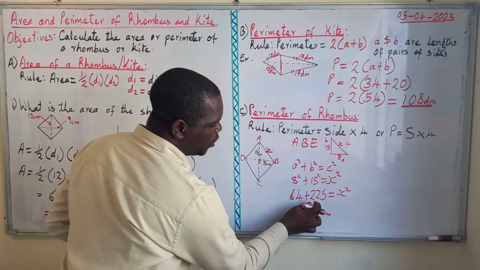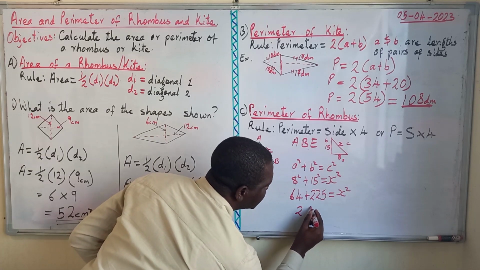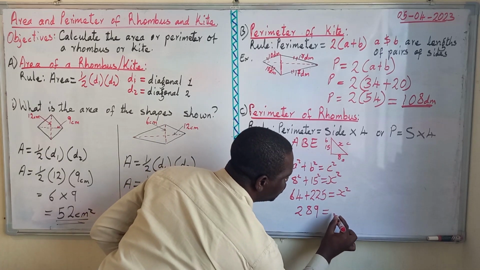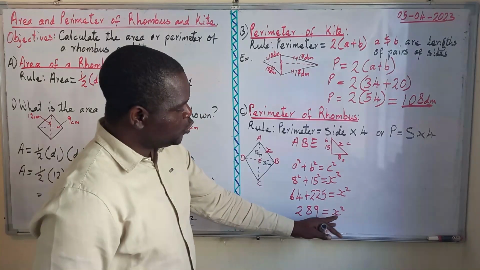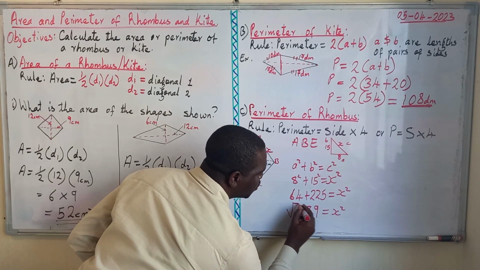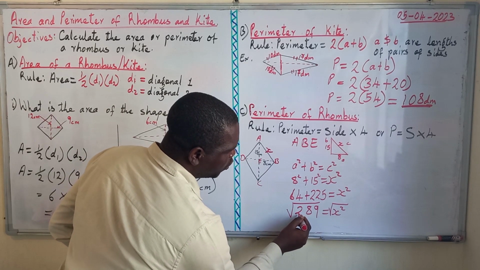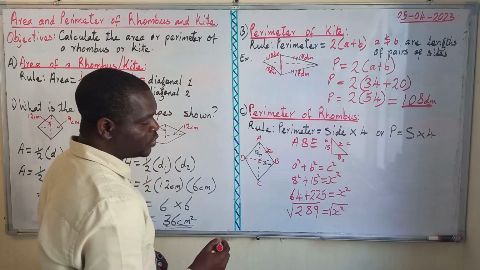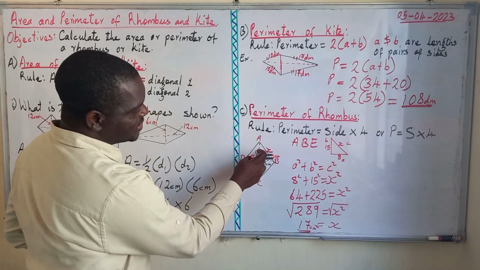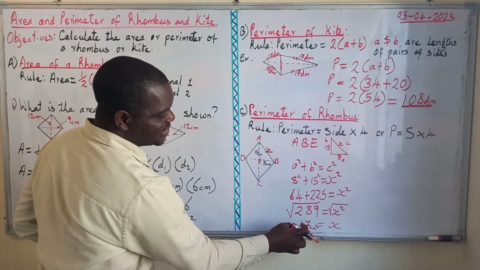64 plus 225 will give us 289 equal to X square. To do away with the square or to find X, we simply find the square root of both sides, so that the square root of 289 will be equal to 17. This side, or our hypotenuse here, will be 17 centimeters.